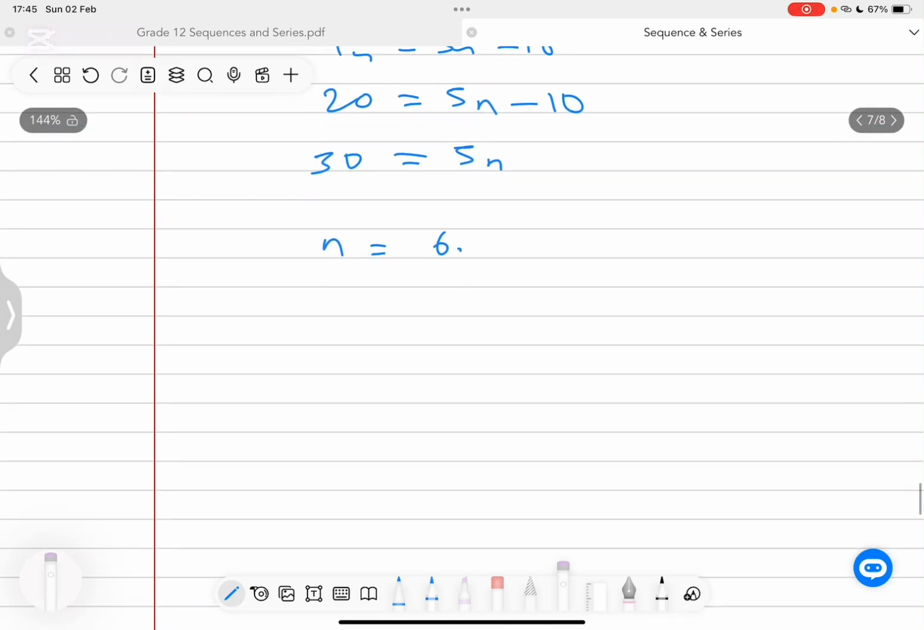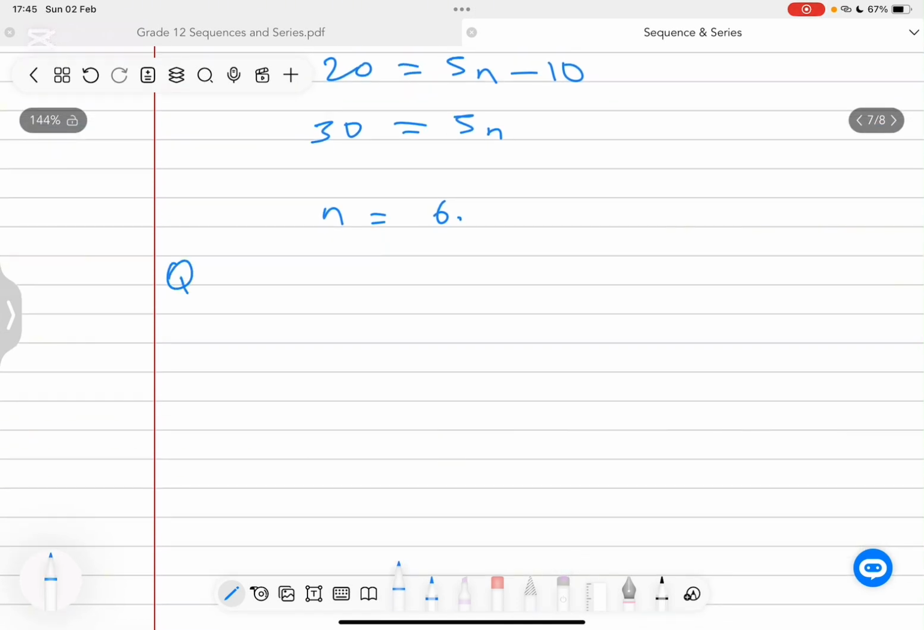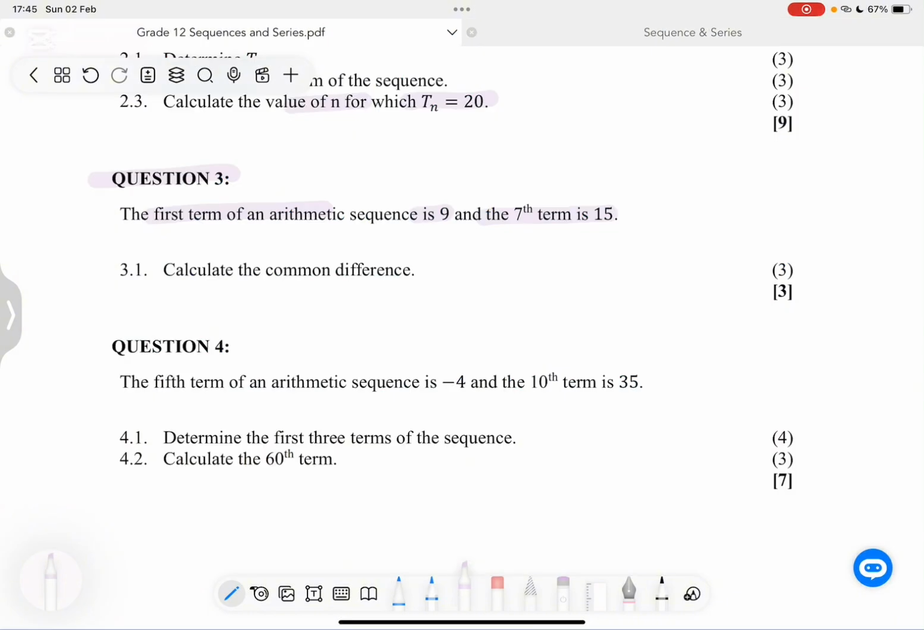So now in this question, we are given that the first term, which is equal to a, is 9, and the seventh term is 15. Now 3.1 says calculate the common difference. A very interesting question, because we don't have a sequence here where we can simply find the difference between the next term and the previous term.